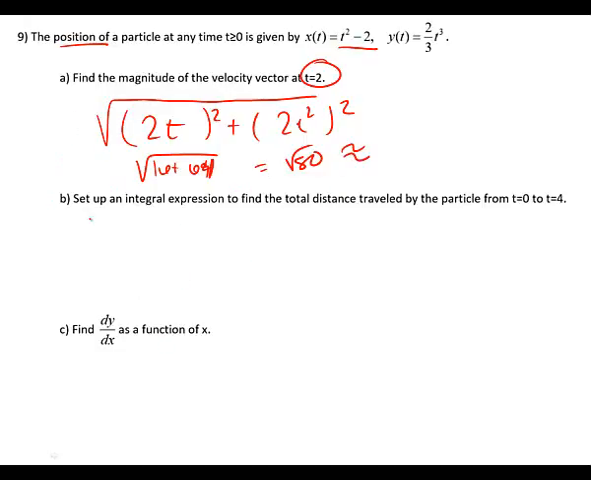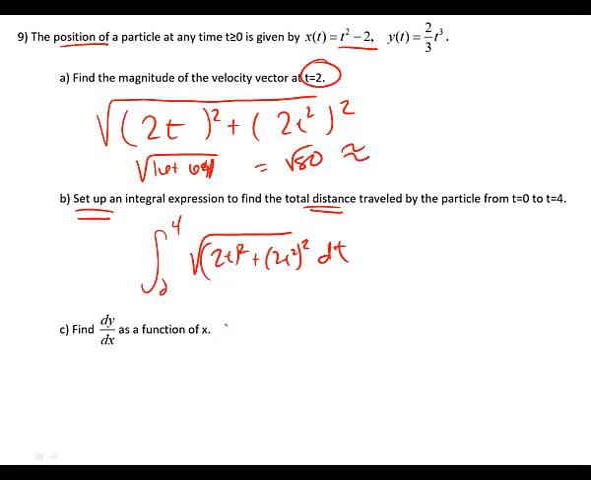All we have to do on B is set up an integral. That shouldn't be too hard. Total distance is the integral of the magnitude. So we go from 0 to 4, and we throw the magnitude in there, plus 2t squared, dt. Done.